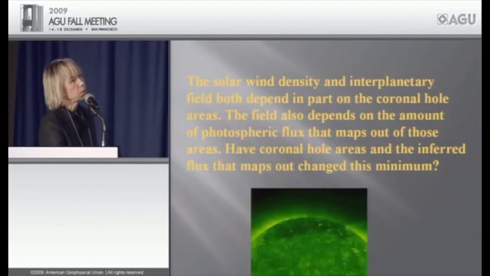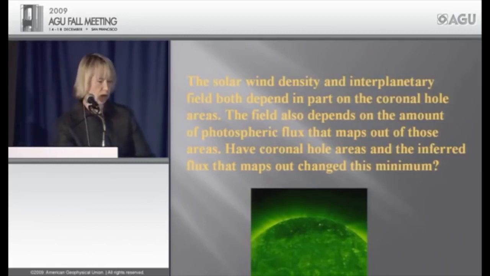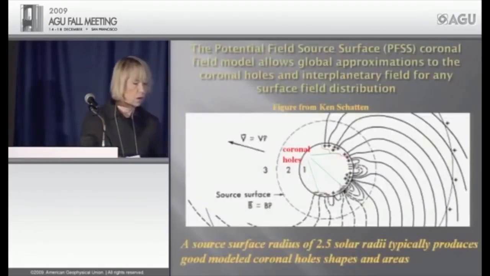Now, the solar wind density and interplanetary field both depend in part on the coronal hole areas, not only the generation mechanism. So one question is whether the amount of photospheric flux and also solar wind flux that's mapping out has to do with changes in coronal hole areas as opposed to changes in the actual generation mechanism. And we can test things with the knowledge we have now.